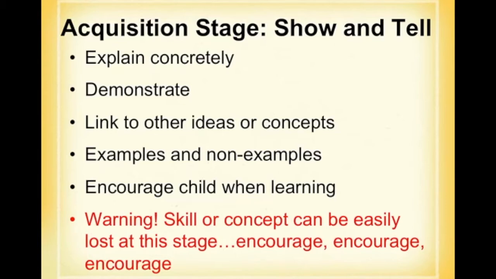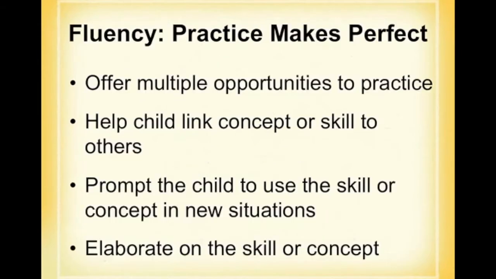The acquisition stage is when children learn how to do something new. They acquire new skills or concepts. To support children's acquisition of new skills, we need to explain and demonstrate the skill or concept and encourage children as they attempt to learn the skill. Skills can easily be lost at this stage, so we need to encourage, and then encourage some more. Then there's the fluency stage. Once children acquire a new skill, they need to be able to use the skill proficiently or fluently. We need to provide multiple opportunities for them to practice and master this skill or concept, as well as prompt children to use their new skills in new situations.